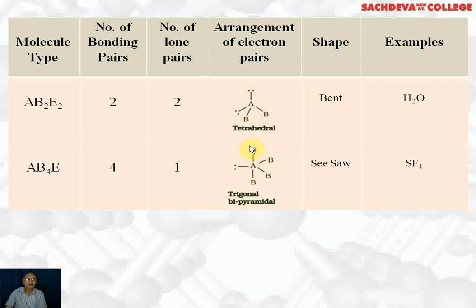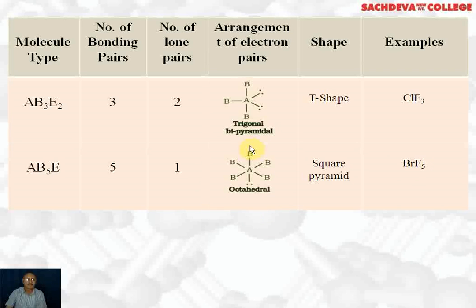Next type of molecule we are taking is AB2E2, means there are two bonded pair and two lone pair of electrons. Expected arrangement of electrons was tetrahedral. Actual shape is bent molecule. Water, H2S are the examples of this type. Next one is AB4E. That is, there are four bonded pair of electrons and one lone pair of electrons. Expected geometry is trigonal bipyramidal. Actual shape is seesaw. Examples are SF4, SCl4, XeO2F2, etc.